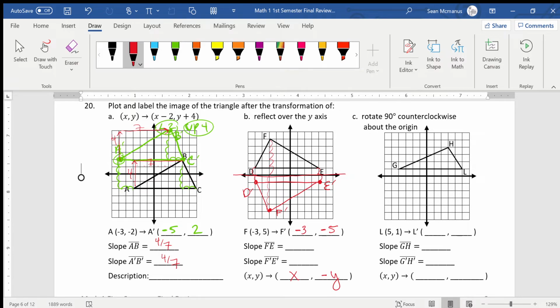So the slope of FE, right here, if I think of my slope triangle over here, it's going down 1, 2, 3, 4, and to the right 1, 2, 3, 4, 5, 6, 7. So my slope was negative 4 over 7. And the slope over here is actually going to be positive 4 over 7.